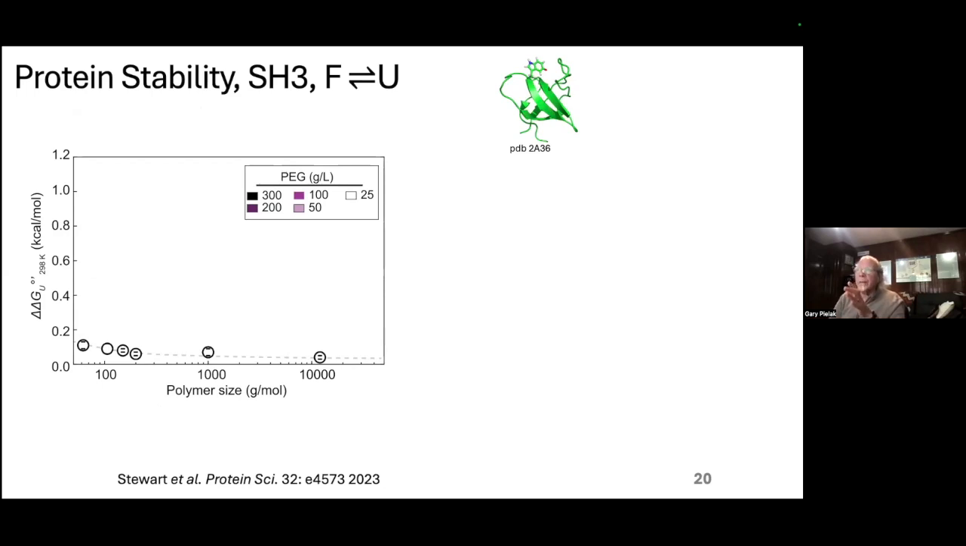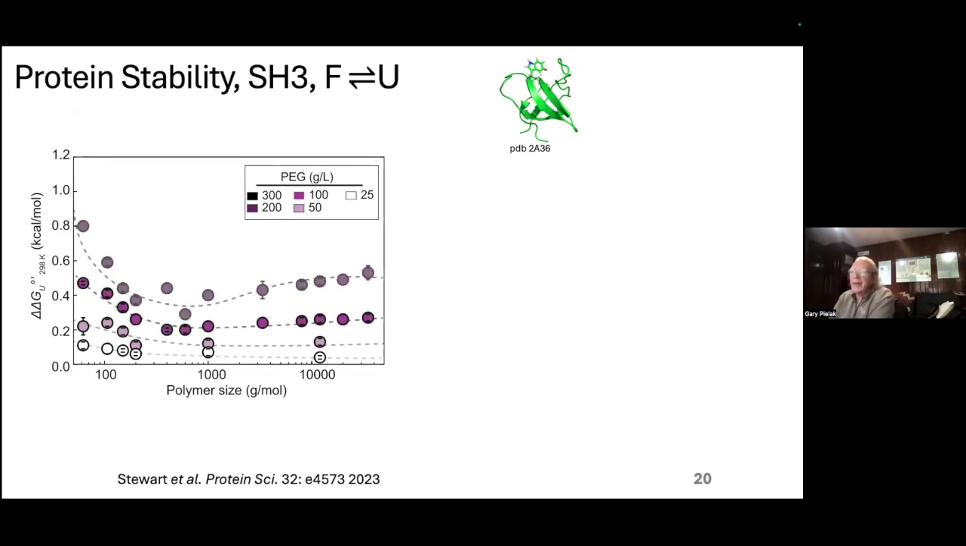Here are the protein stability data, where we have polymer size on X and what crowding does on Y. And what we see is that as we increase the concentration of the polyethylene glycol, we see increased stability, but not in a way that is obviously predicted by simple theory.